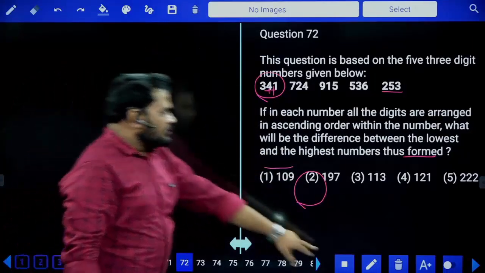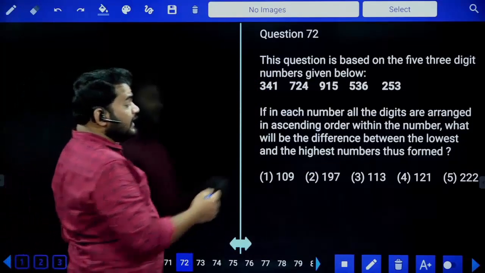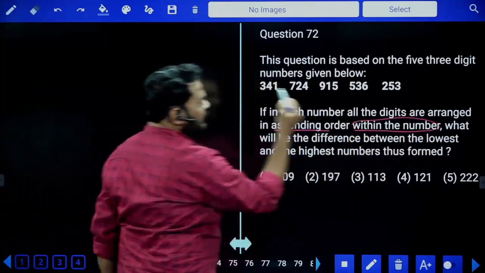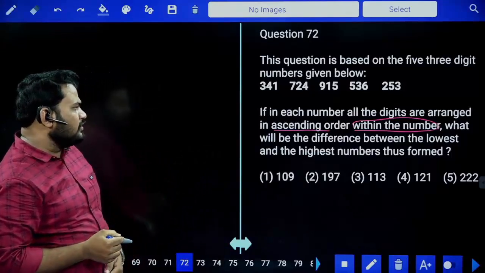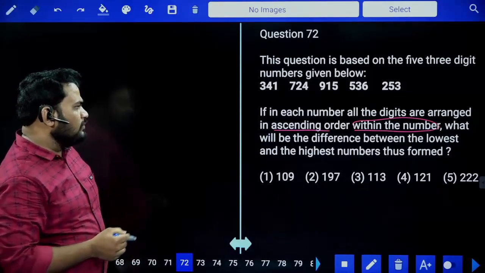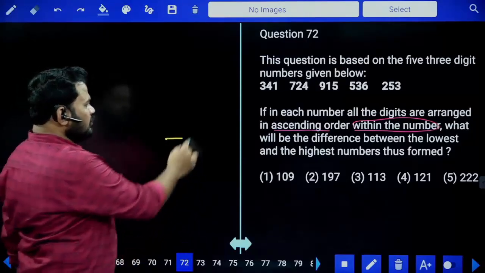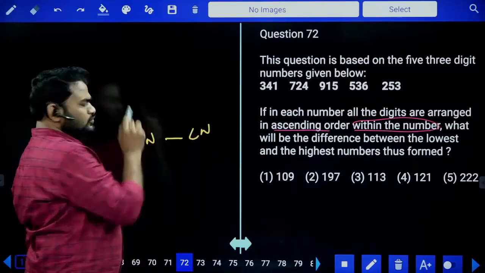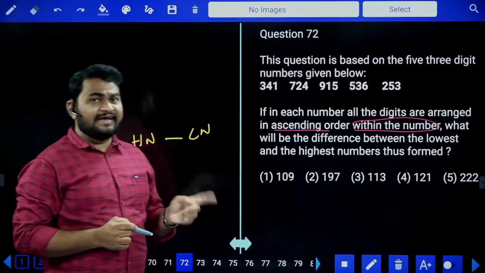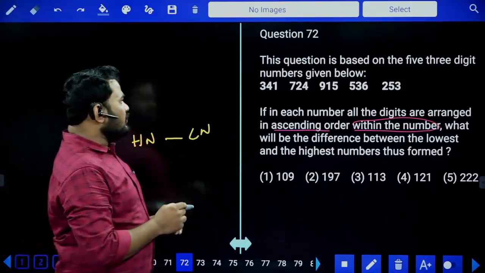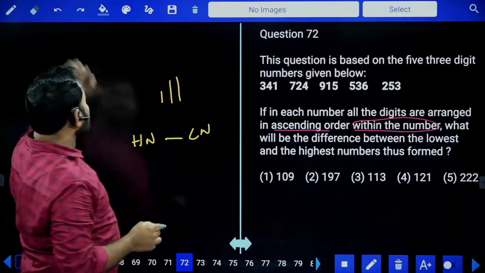72. If in each number all the digits are arranged in ascending order within the number, so we need to write the digits in each number in ascending order within the number, what will be the difference between the lowest and highest number thus formed? Right, now try to understand. If you write each and every number in ascending order within the number, then ascending order is nothing but from the lowest digit to the highest digit.